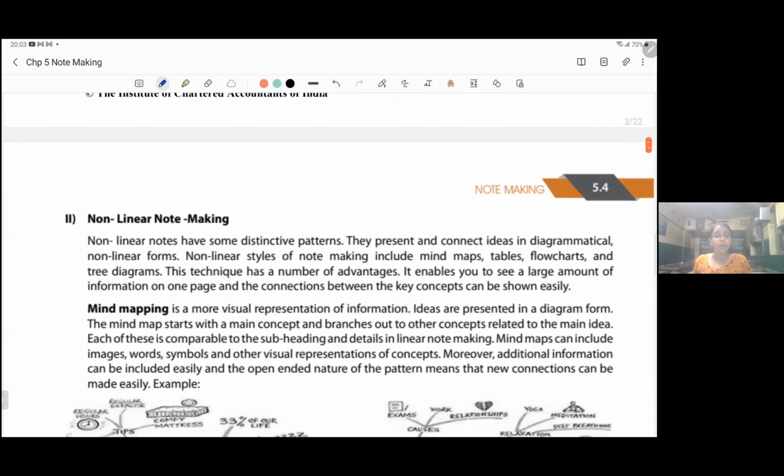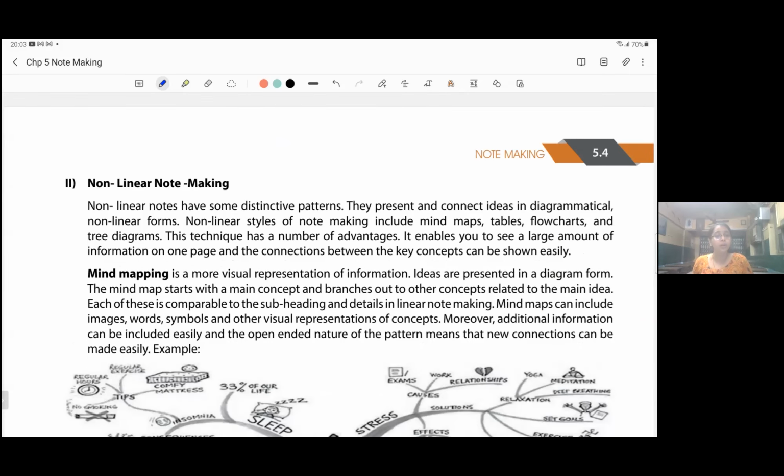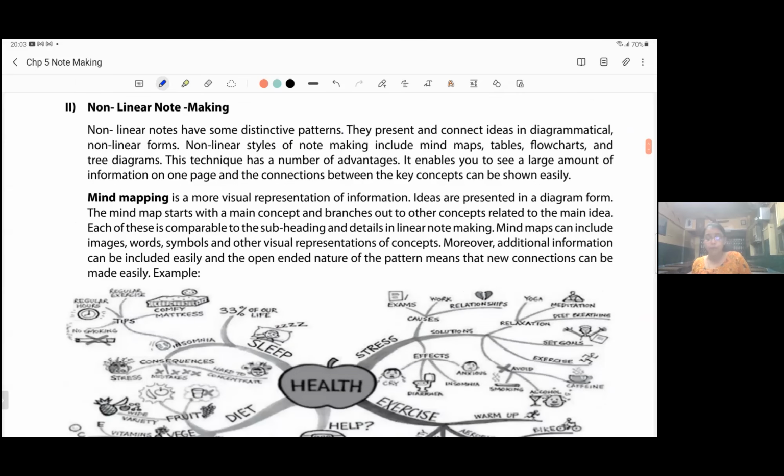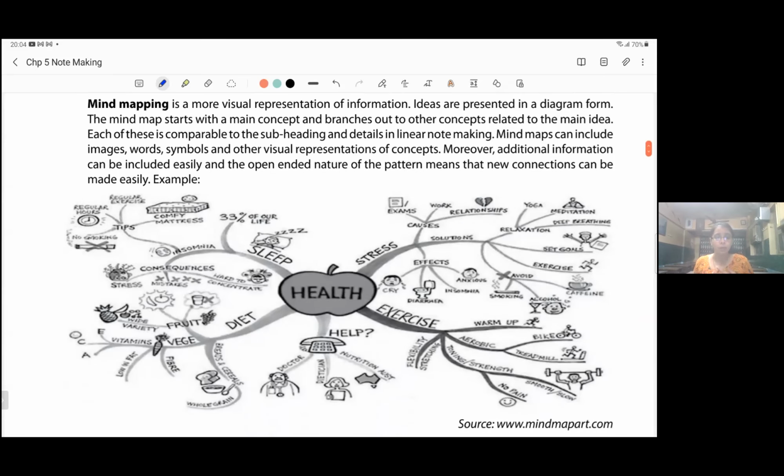Next is non-linear note making. Non-linear note making means nothing but mind mapping. You can say that you all have to read the paragraph and make a tree diagram, or the tree diagram is already given to you and you have to make the paragraph. Right, whether it is a tree diagram, tabular or a pie chart, you all can get anything in this.